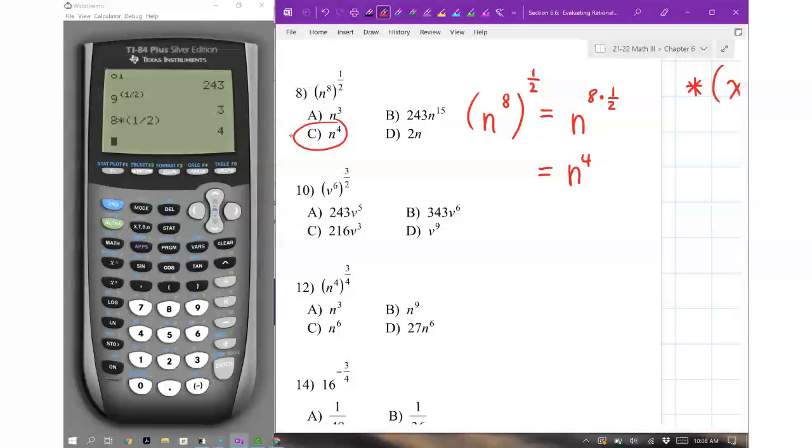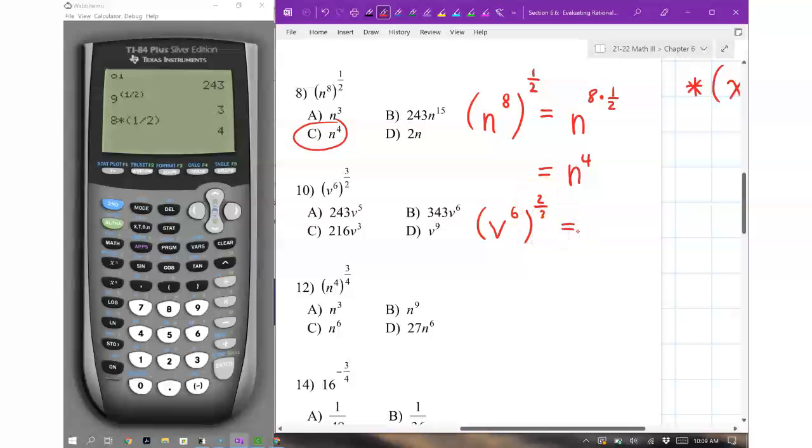Okay, let's do number 10. After this I'm going to skip a couple, and then we'll do a couple towards the end, then we'll be done. But let's do number 10. We got v to the 6th to the 2/3.